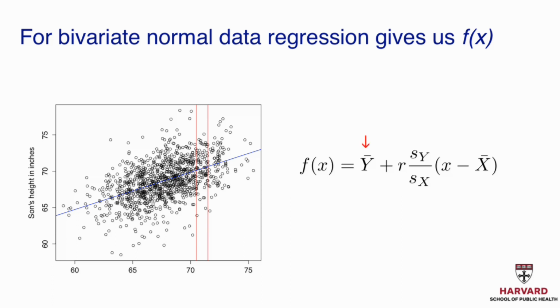You start with the average height of a son, and then you add, so you take how many standard deviations a 71-inch tall father is away from the average. You multiply by the standard deviation of the son's height to get it back to the right scale, and then you multiply by the correlation. So this formula here gives us a prediction for any father's height x. And it's actually going to be a very good prediction in this case.